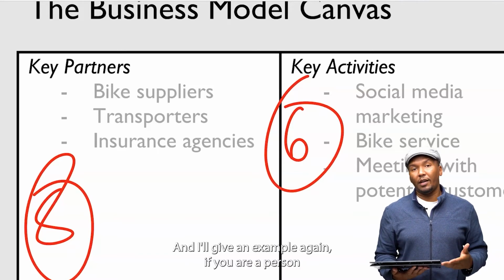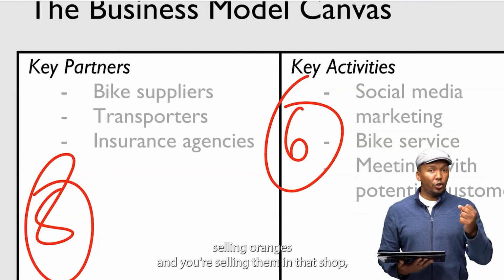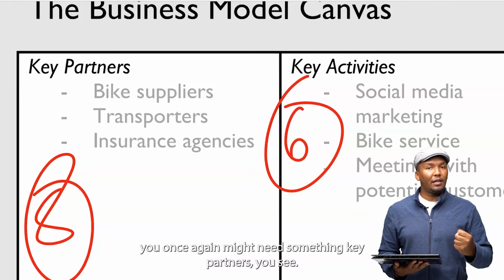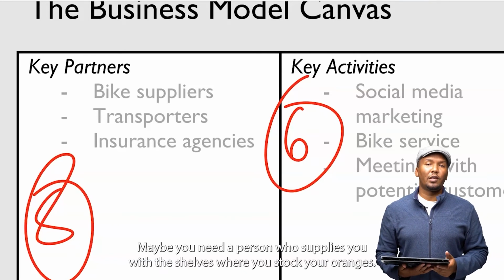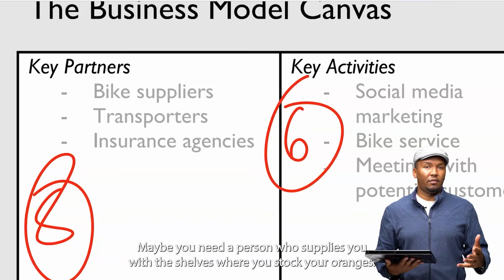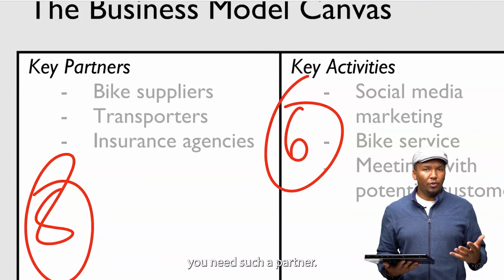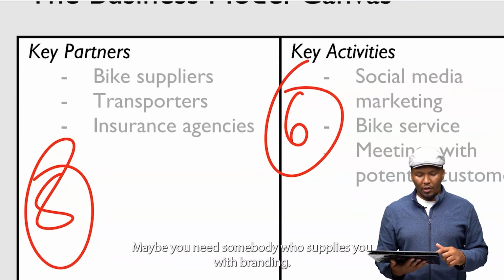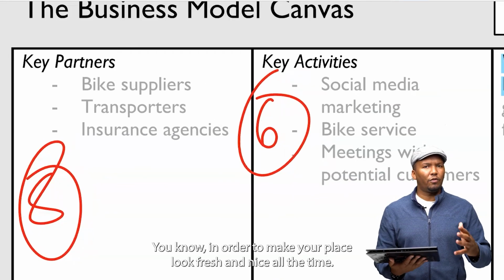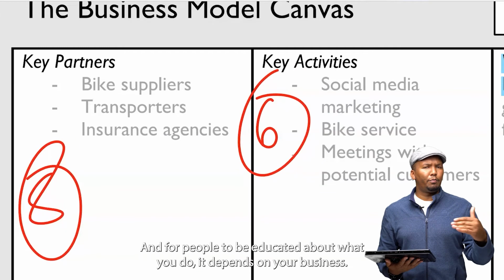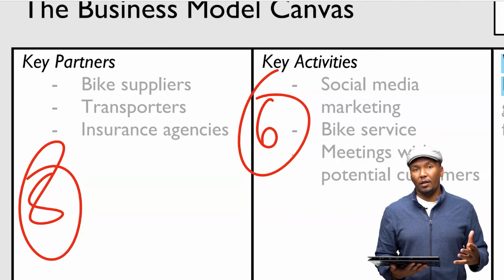And I'll give an example again. If you're a person selling oranges and you're selling them in that shop, you once again might need certain key partners. You see? Maybe you need a person who supplies you with the shelves where you stock your oranges. Maybe you can't make the shelves yourself. You need such a partner. Maybe you need somebody who supplies you with branding, in order to make your place and space look fresh and nice all the time, and for people to be educated about what you do. It depends on your business, okay?